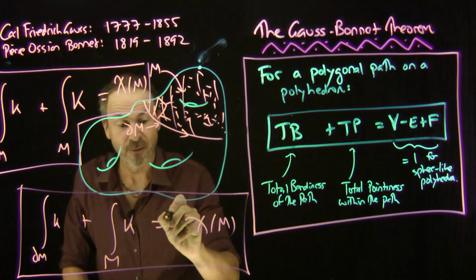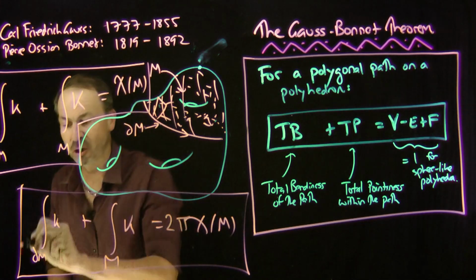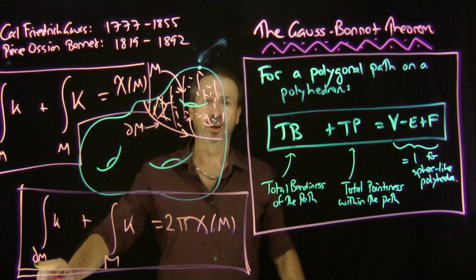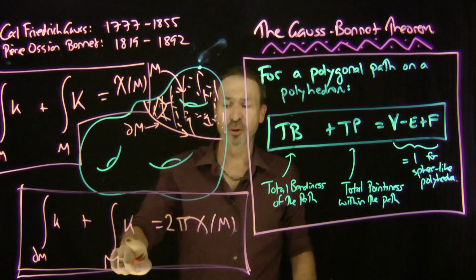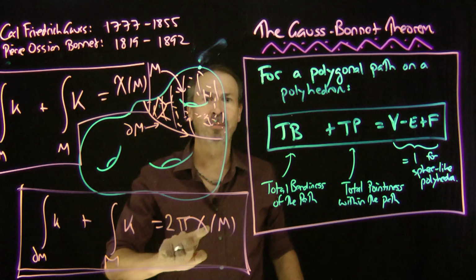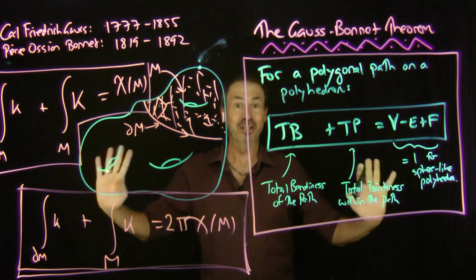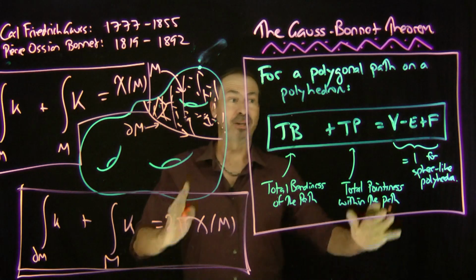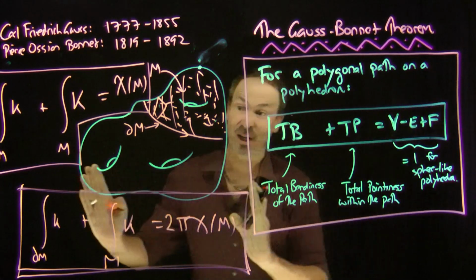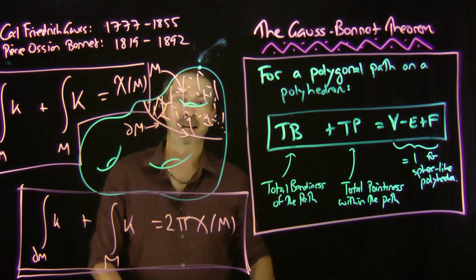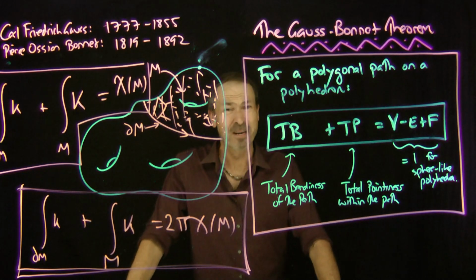So in the theorem, if I'm using radians, the theorem usually appears as follows: the total curvature of the boundary plus the total curvature within the boundary is sure to be 2 pi times the Euler characteristic of the region I'm talking about. Whoa, there's the general Gauss-Bonnet theorem, and you can see my polygonal version is really a version of that.